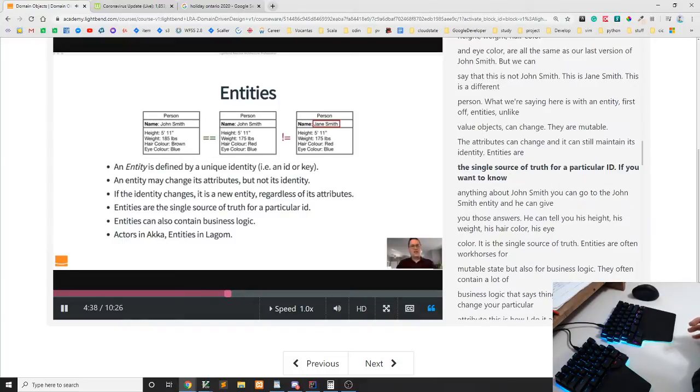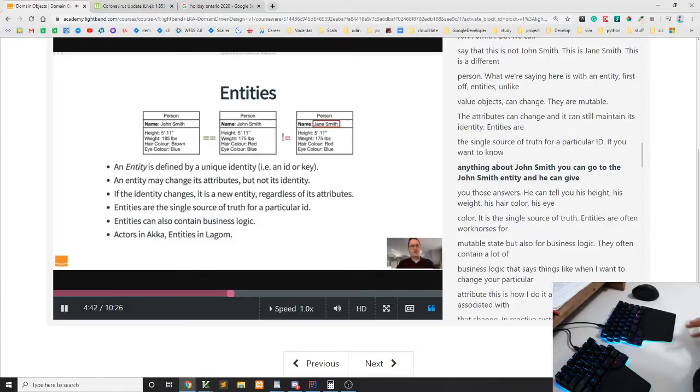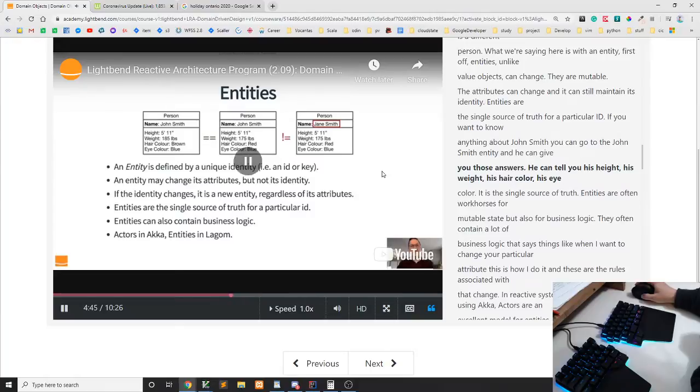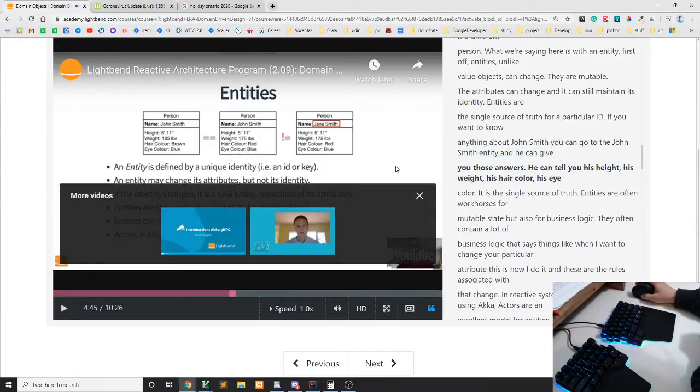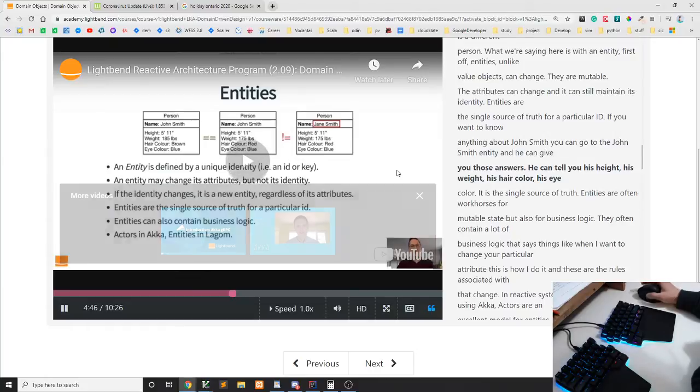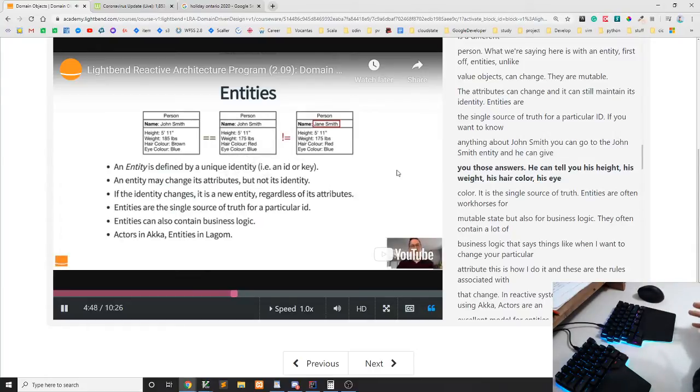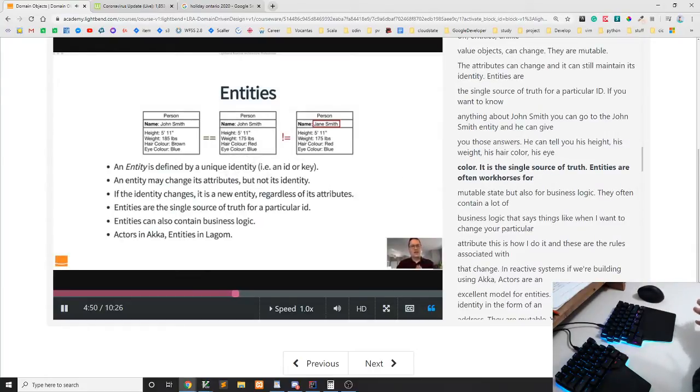Entities are the single source of truth for a particular ID. So if you want to know anything about John Smith, you can go to the John Smith entity, and he can give you those answers. He can tell you his height, his weight, his hair color, his eye color. So it is the single source of truth.